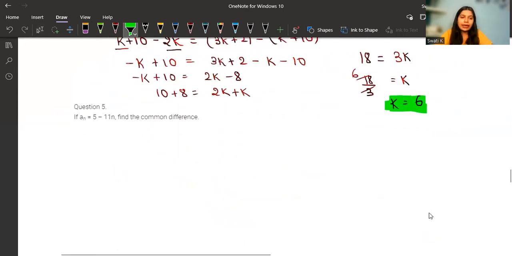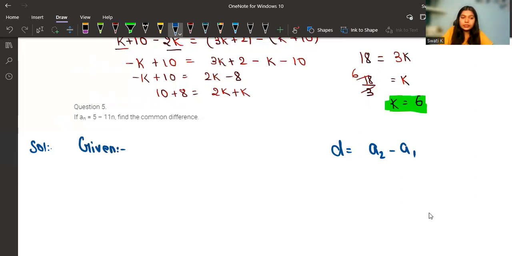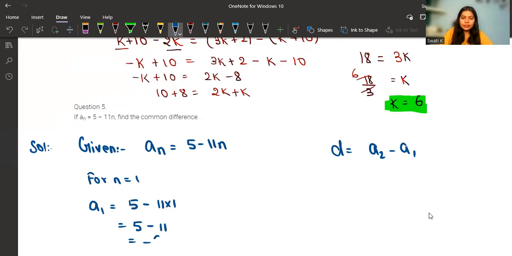An equals 5 minus 11n, and find the common difference. How do we find the common difference? By just subtracting the second term minus the first term, right? We already have the nth term given. So let's start by writing the given information. The given information is that an equals 5 minus 11n. So if I substitute n equals 1, don't you think that we will get the first term? Yes. So A1 will be equal to 5 minus 11 into 1. Now this will become 5 minus 11, which is of course minus 6.